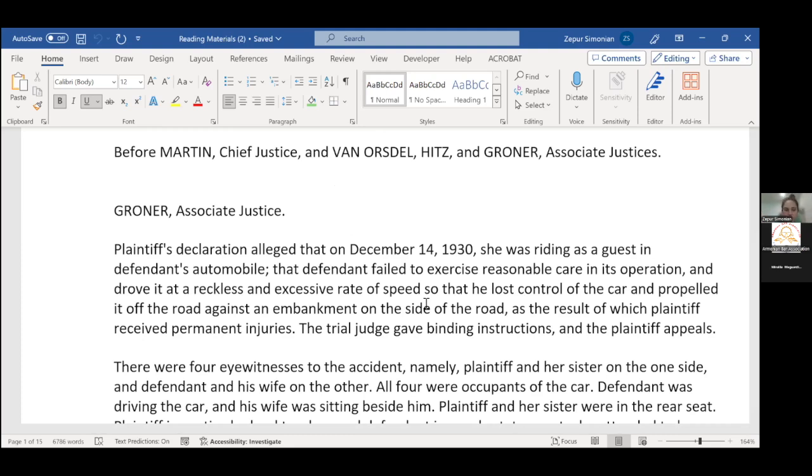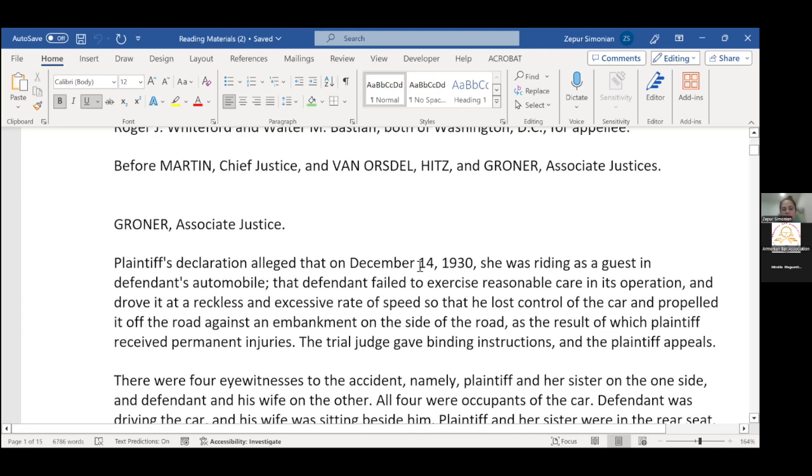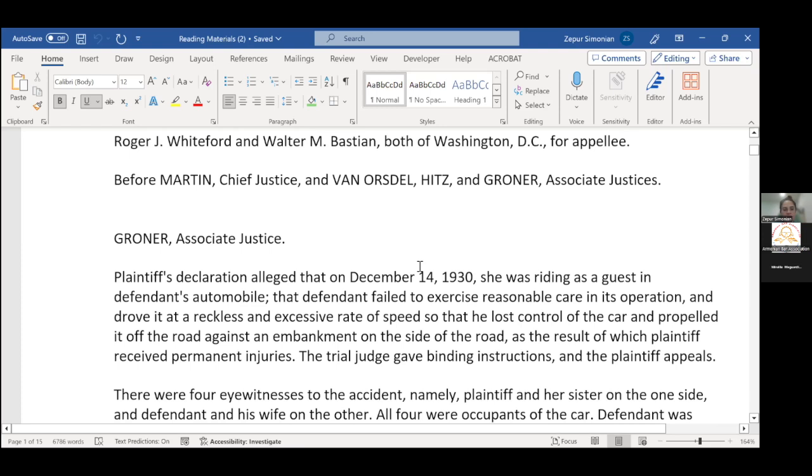So here essentially it's saying that plaintiff's declaration alleged that on December 14, 1930, she was riding as a guest in defendant's automobile. That defendant failed to exercise reasonable care in its operation and drove it at a reckless and excessive rate of speed so that he lost control of the car and propelled it off the road against an embankment on the side of the road, as a result of which plaintiff received permanent injuries. The trial judge gave binding instructions and the plaintiff appeals.